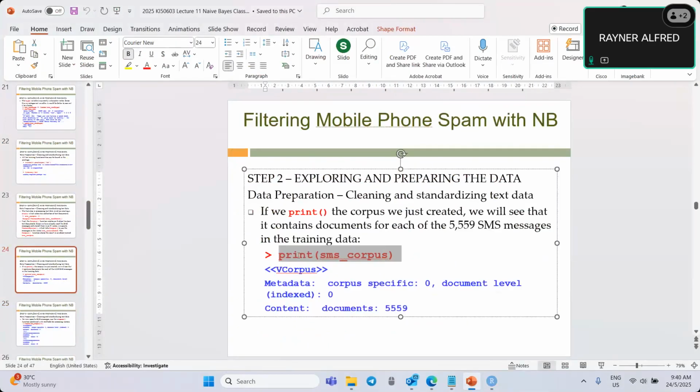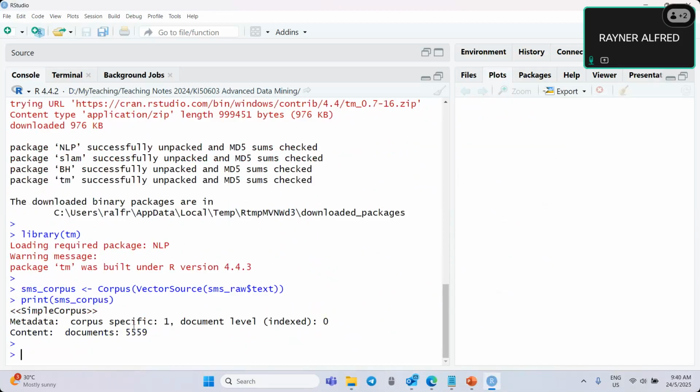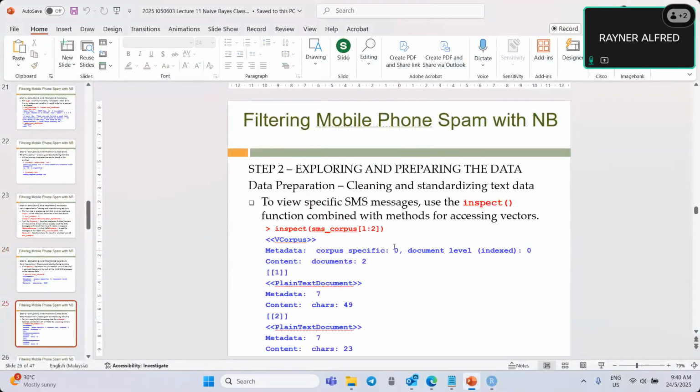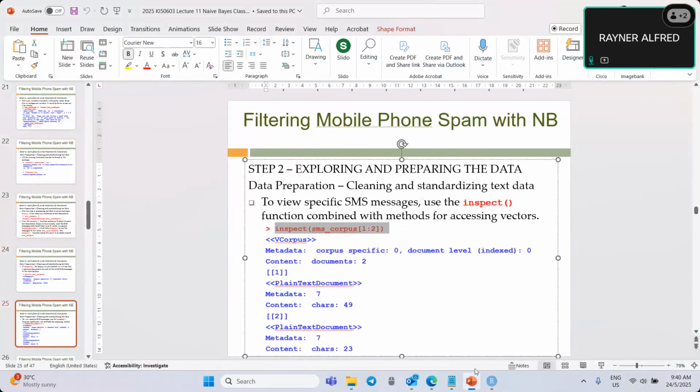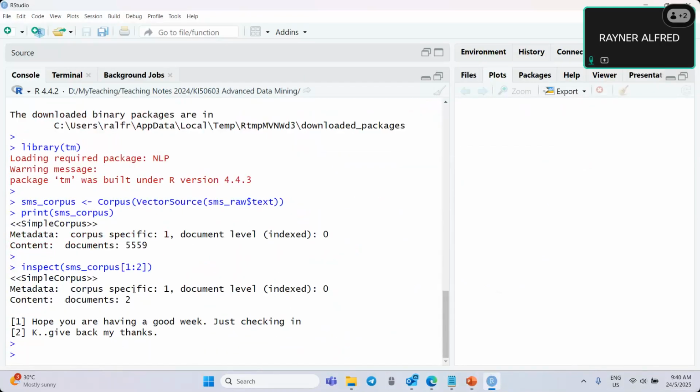If you look at the corpus that we have, we basically have 5,559 documents. They take this as one entity, which is a set of documents. We can inspect individual documents. This one is looking at rows 1 up to 2, the first 2 rows in your set of documents.